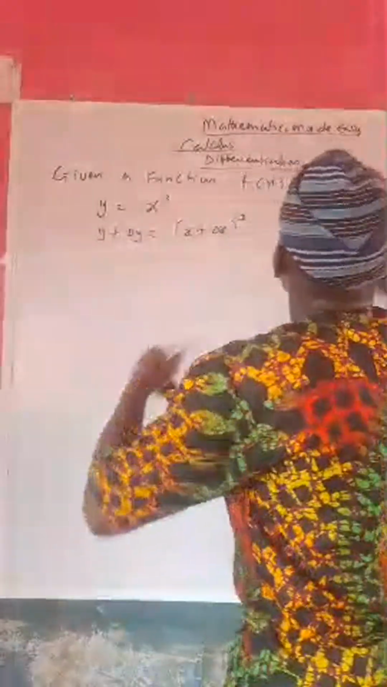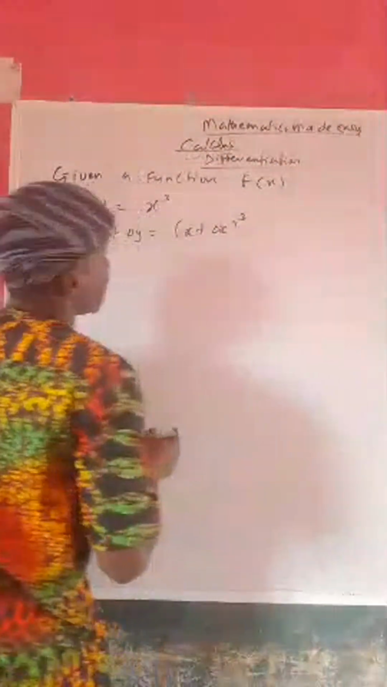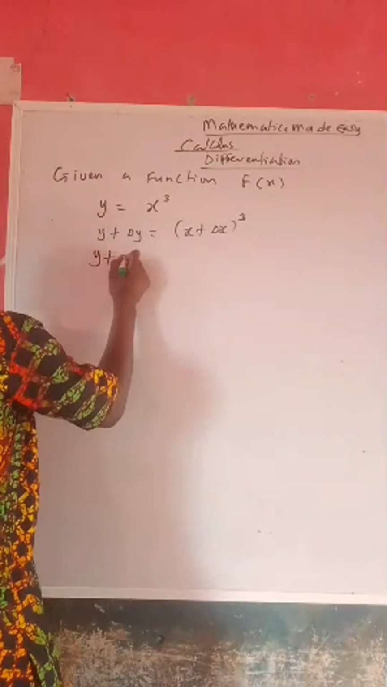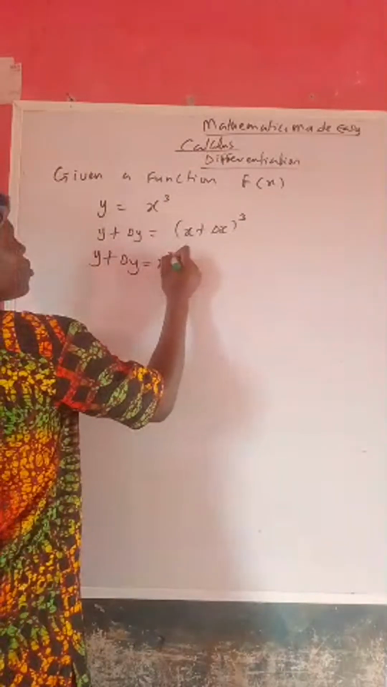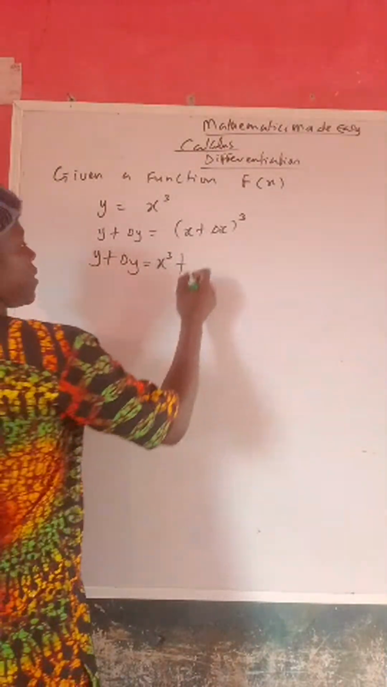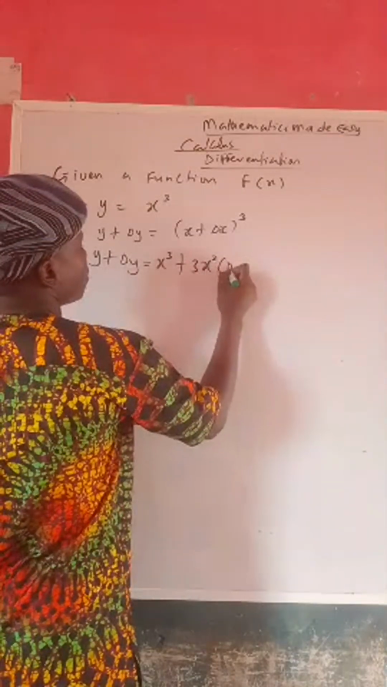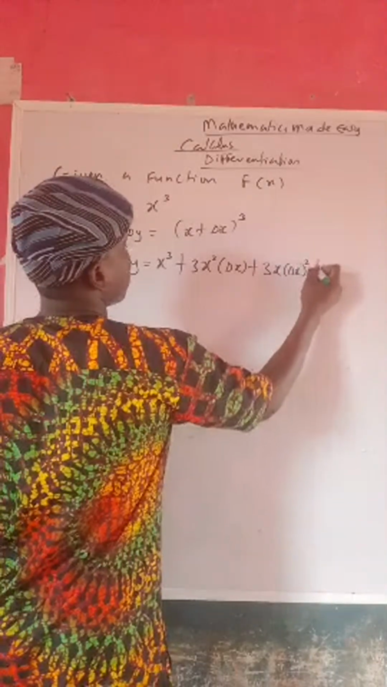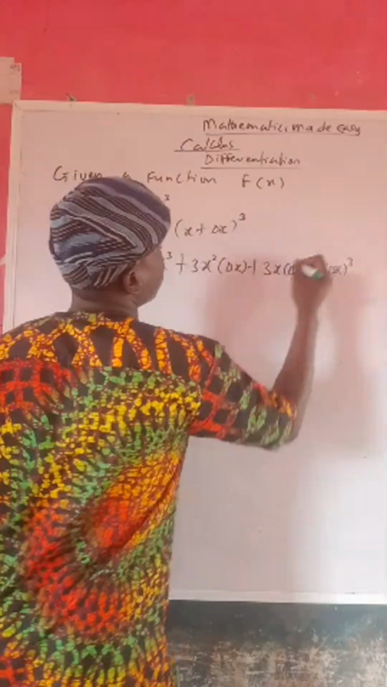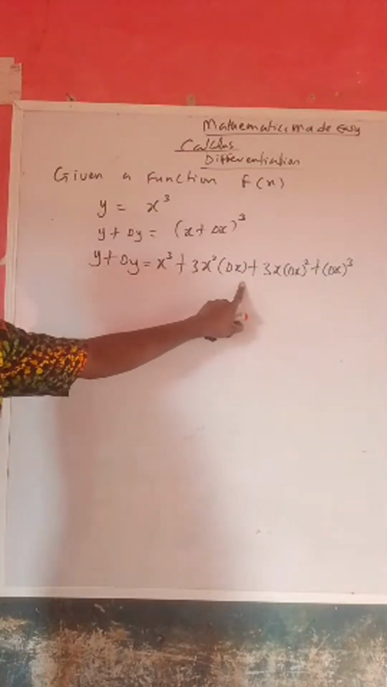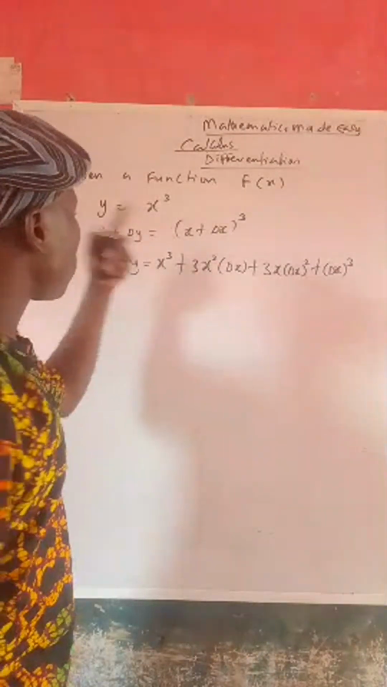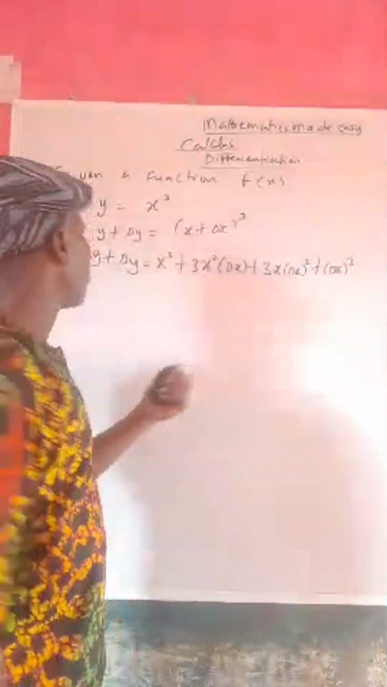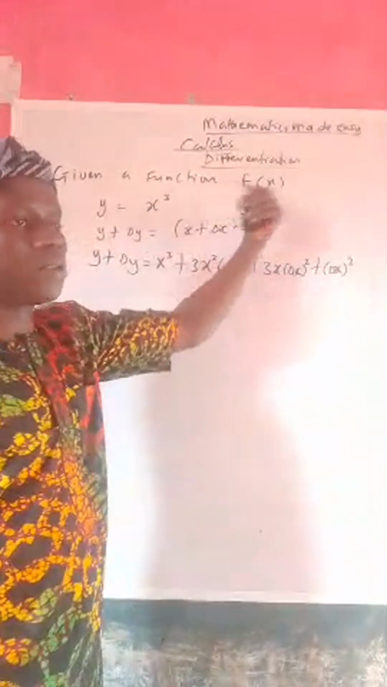Okay. Now, since we already know what our x plus increase in x to the third power is, we have y plus change in y equals x to the third power, plus 3x to the second power multiplied by increase in x, plus 3x multiplied by increase in x to the second power, plus increase in x to the third power. That is what we got the other time. Okay. So what are you going to do next? Y is x to the third power. So then substitute y back to what? X to the third power.